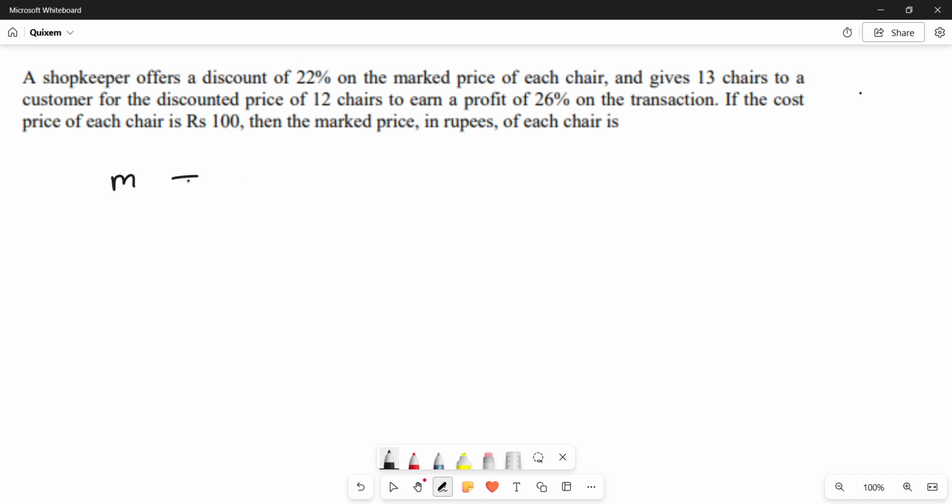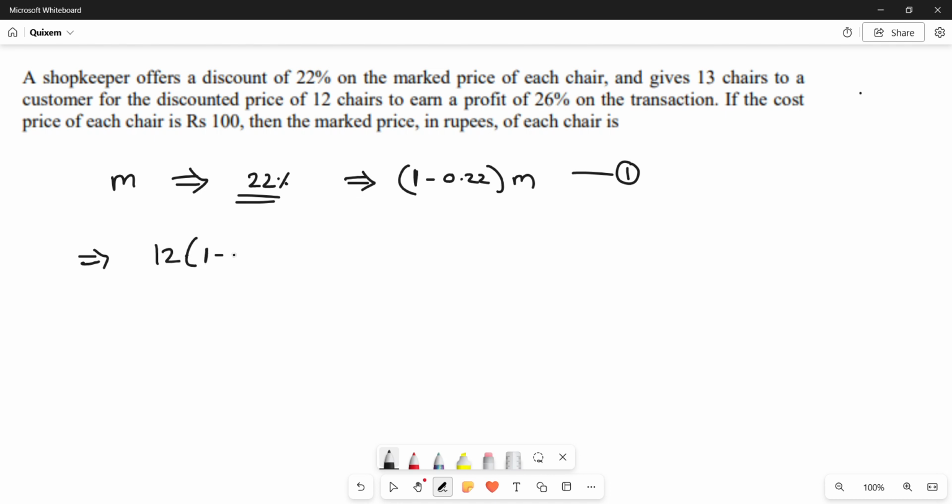Now we know the customer is given a discount of 22%. So the new selling price of this chair would be (1 minus 0.22) into M. So this is the price of one chair. In this transaction, the customer only paid for 12 chairs. So the total value of the transaction was 12 into (1 minus 0.22) M. So this is the total selling price.